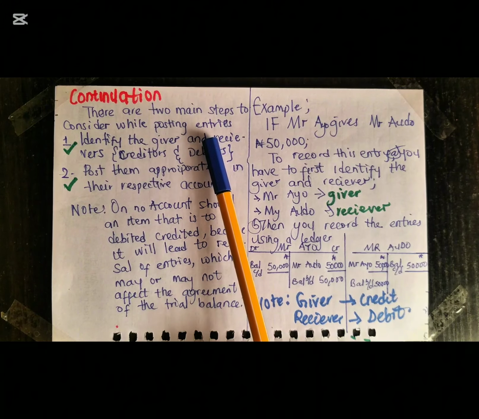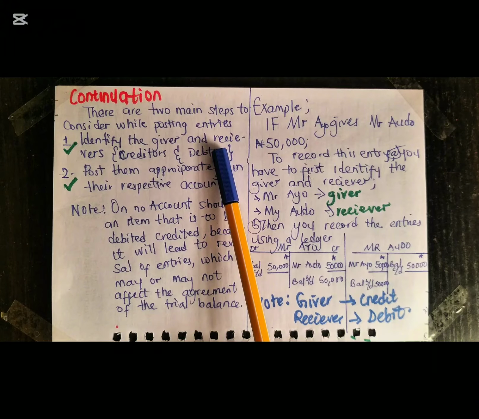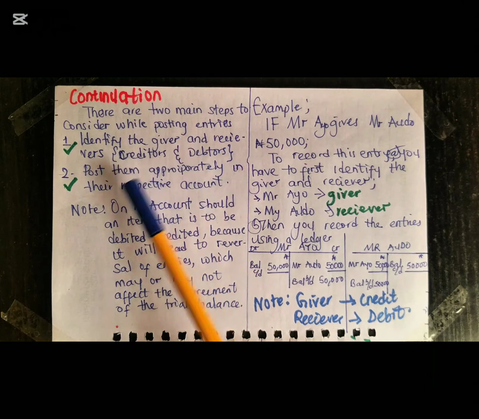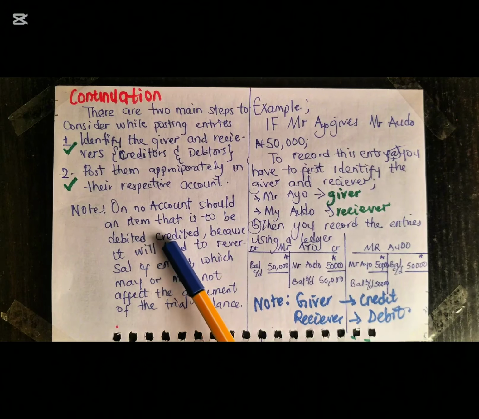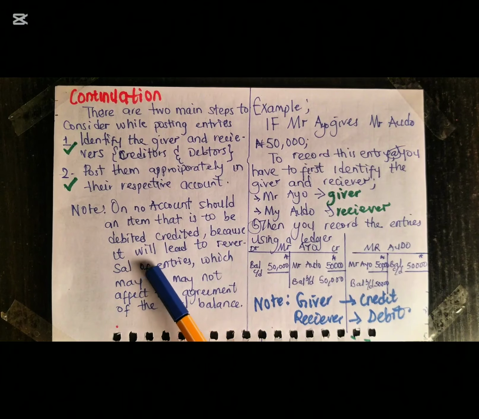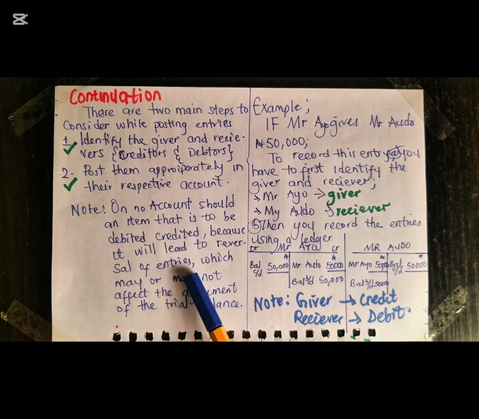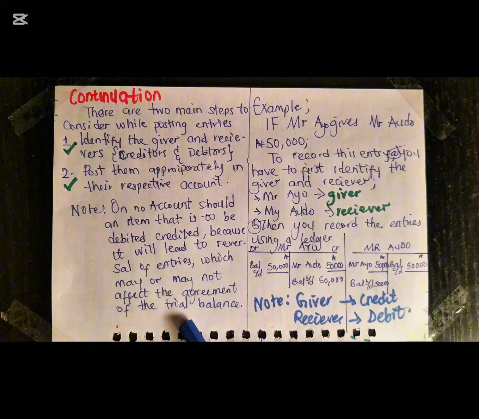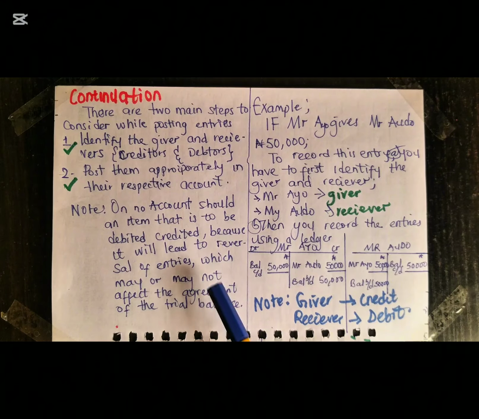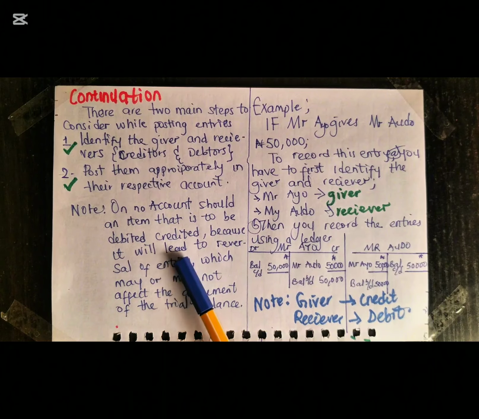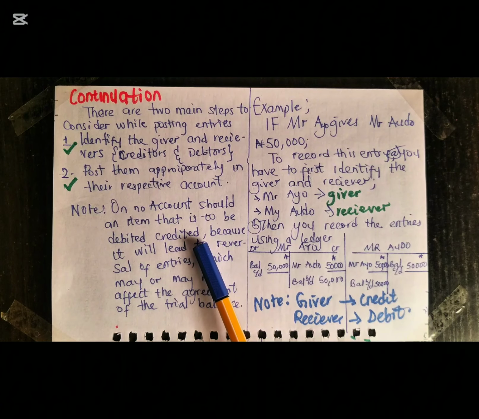So another thing to bear in mind is first to understand and identify the givers and receivers, and second to post them appropriately. Note that on no account should an item that is to be debited be credited, because it will lead to a reversal of entry, which may or may not affect the agreement of the trial balance. In our trial balance class I'll explain what this means, but because I already wrote it here as notes, let me just explain it.